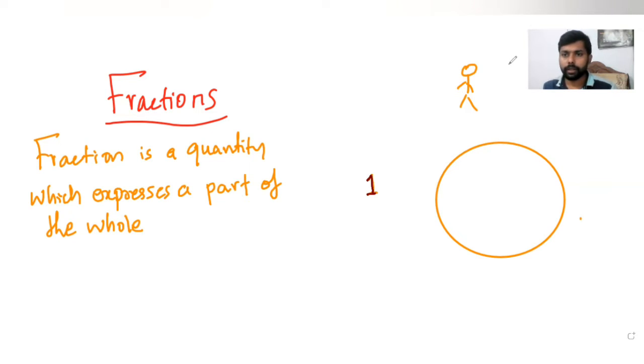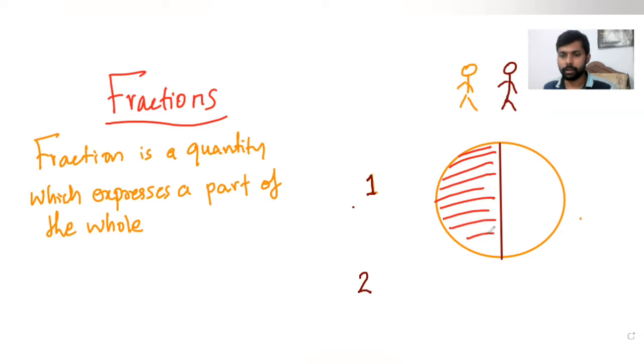And if I have a friend along with me, I have to cut this cake into equal parts. If I have one friend with me, I have to cut this cake into two equal parts. I am cutting this cake. Now you can see I have a total of two parts, and out of these two parts, I have to give one part to my friend. The part which we are considering is one part out of two equal parts.